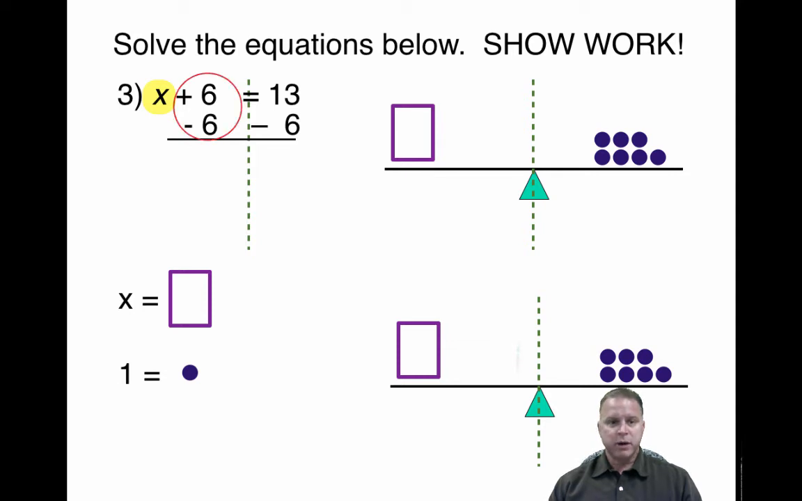A plus 6 and a minus 6 zero out. I want you to circle them. 13 minus 6 hopefully gives us 7. And we are set. We got the same answer.